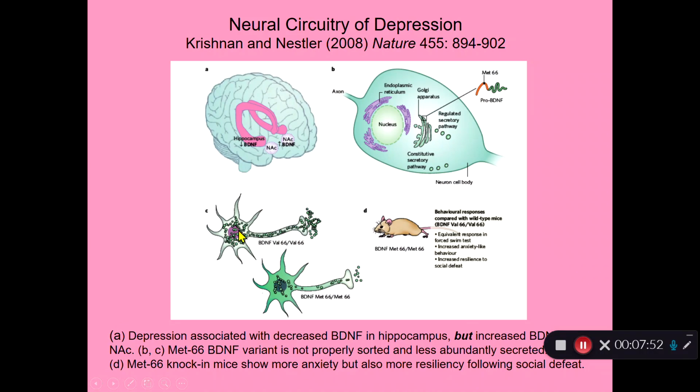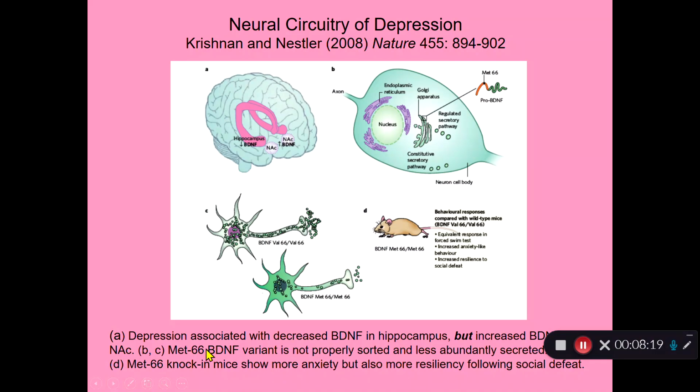So neurons with normal BDNF will secrete lots of BDNF. Cells with this mutated form of BDNF will secrete much less BDNF. What is the consequence for mice? Net66 knock-in mice with this genetic mutation show more anxiety, but also more resiliency following social defeat. This seems incongruous. How can we understand this?